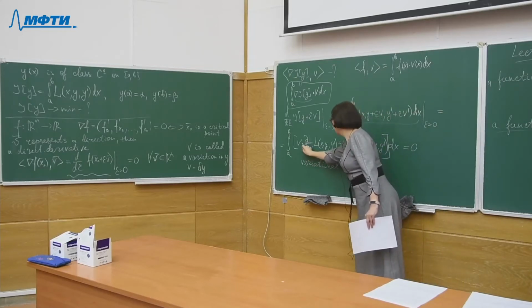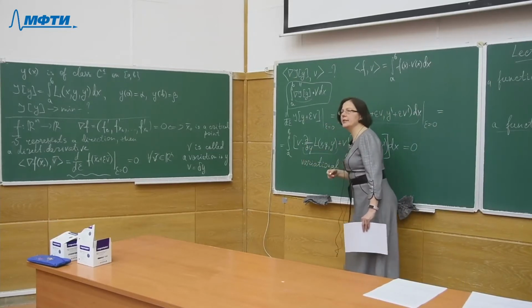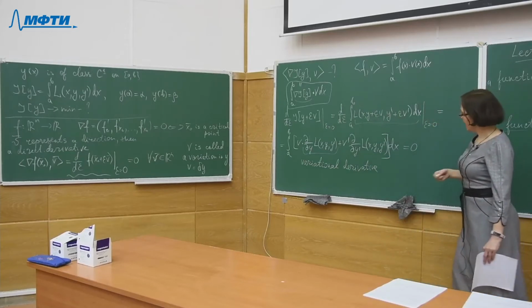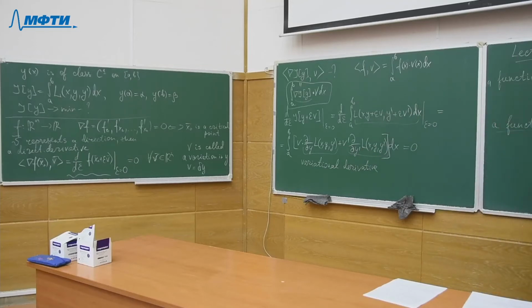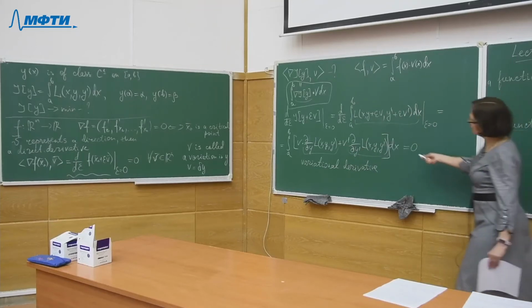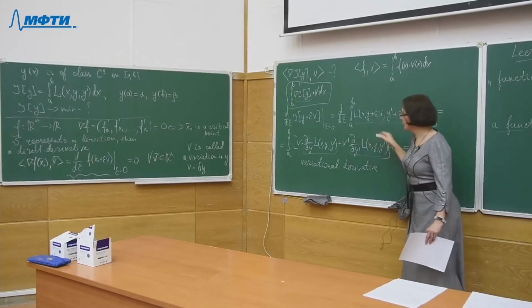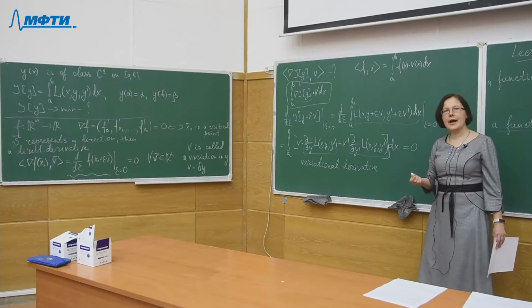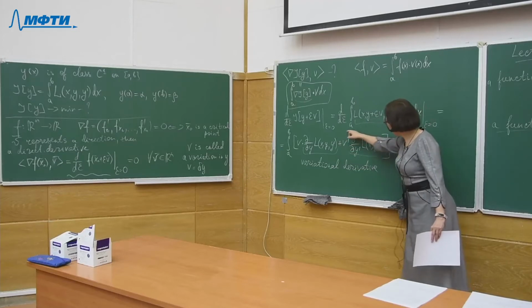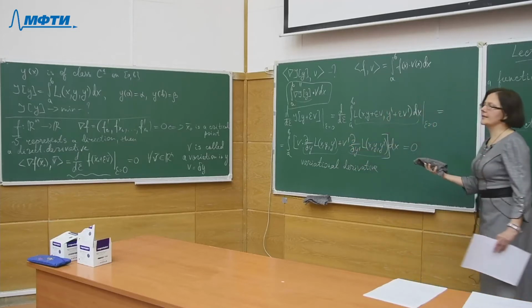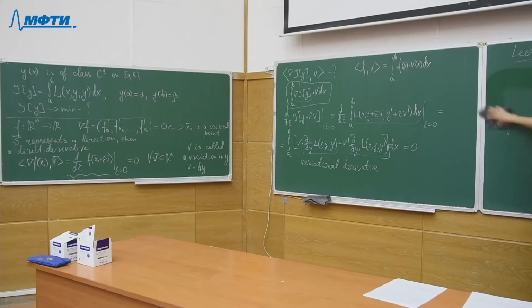Now we have only this part multiplied by v, but this part is multiplied by v prime, and so we want to eliminate v prime and rewrite this second part of the formula as the product of v and some other function. I will try to do this.